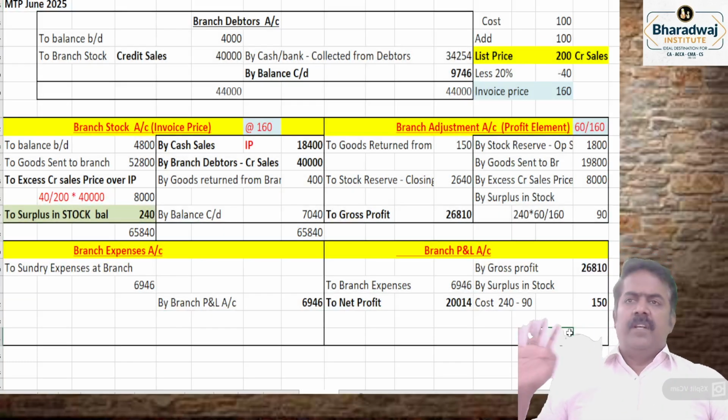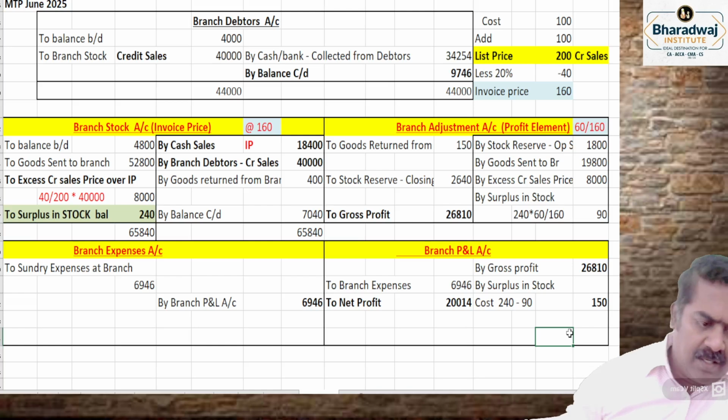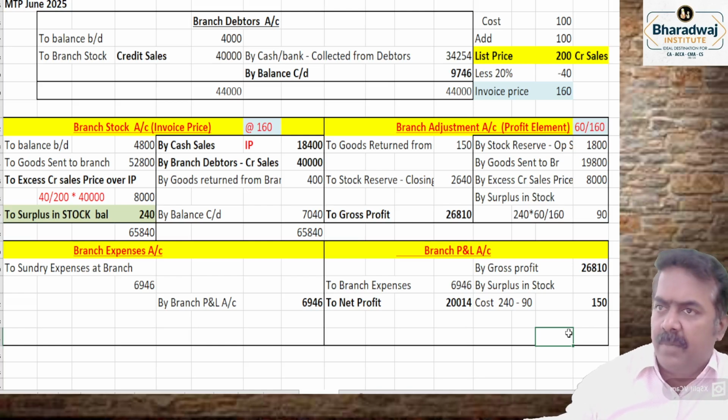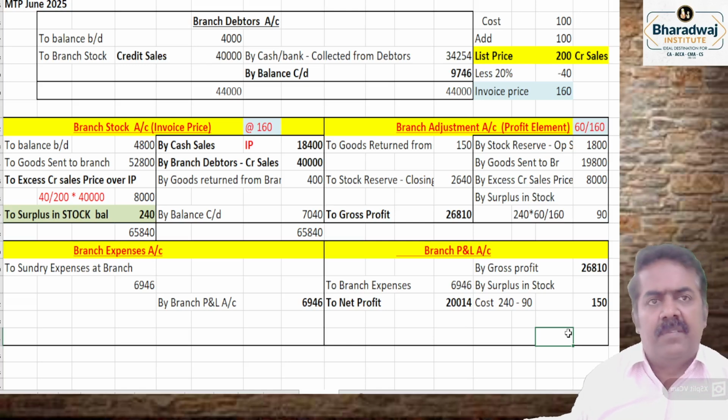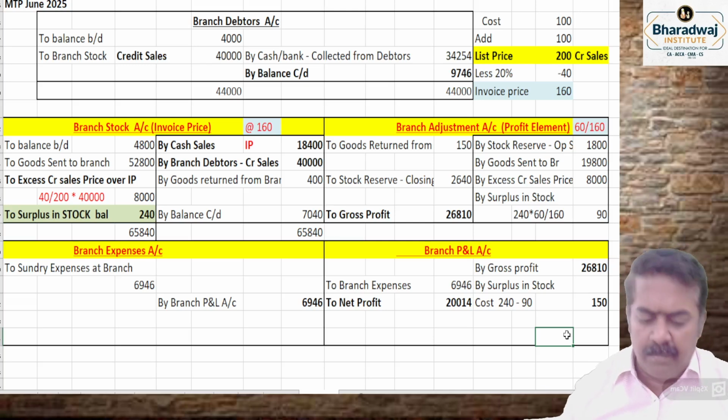So take this up. We'll go for a break. Breakfast break. Time is 8:45 now. We'll start by 9:15, where we will see independent branches under the final accounts method. Then we will also see a foreign branch question.